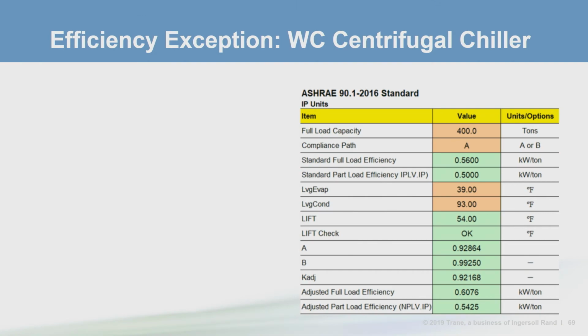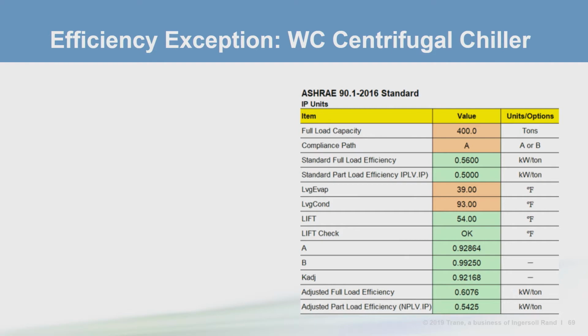Now let's do another example, water-cooled centrifugals. The highest likelihood of qualifying for the efficiency exception in this category is for variable speed chillers that still meet the full load of Path A. But centrifugal chillers have a dynamic efficiency requirement. We have to first use the spreadsheet from ASHRAE to determine the requirements.